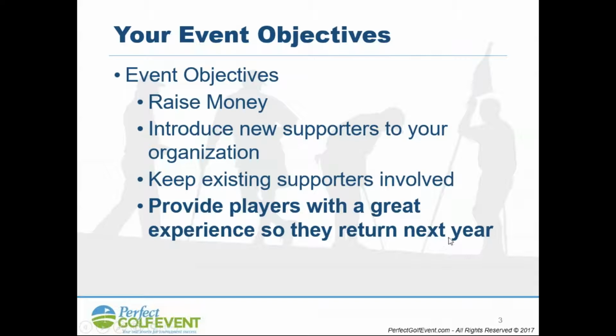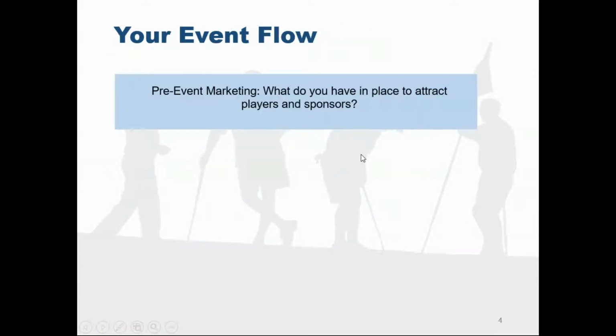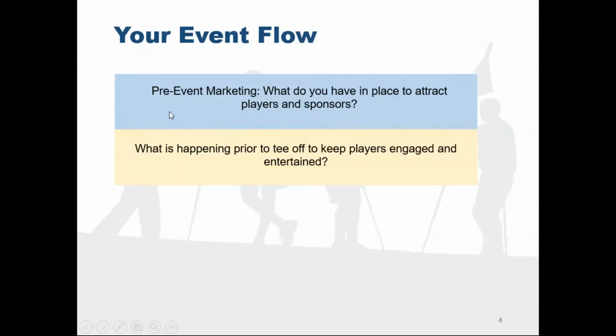That's one of the keys we're going to talk about today: what would make the players come back next year to your event, what makes your event different than other events that are out there. We're going to focus a bit on your event flow, meaning there are things that have to happen as you're planning your event. You've got your pre-event marketing. So what do you have in place that's going to attract players and sponsors? Again, other than, hey, we're going to have golf and a box lunch and an awards reception. What else is out there that makes it interesting?